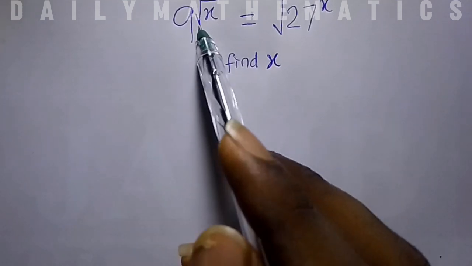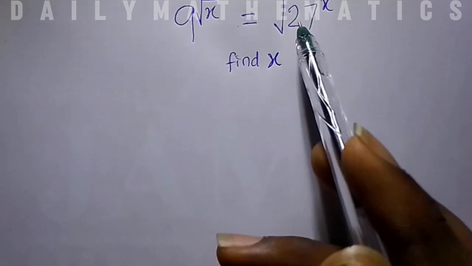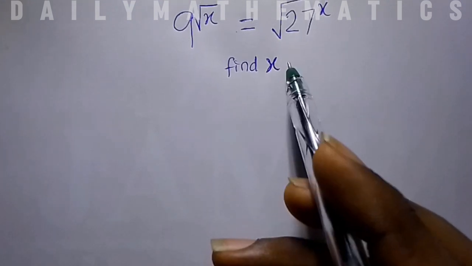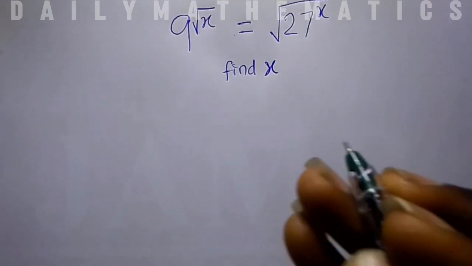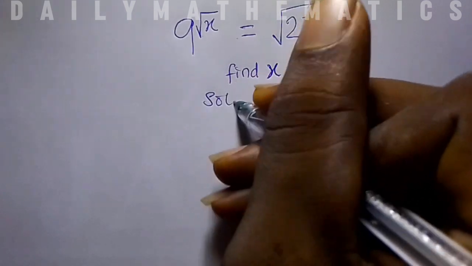9 raised to the power of root x equals root 27 raised to the power of x. Find x. Hi there, this is Daily Mathematics, and today we have this very interesting question here to solve. So without wasting much time, solution.